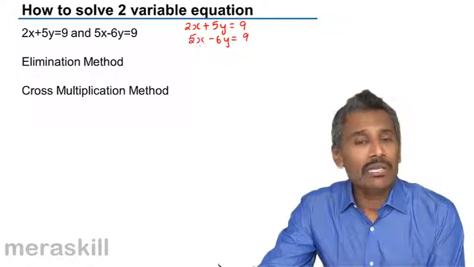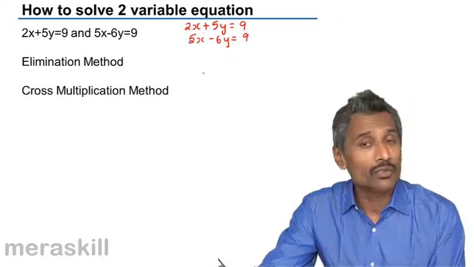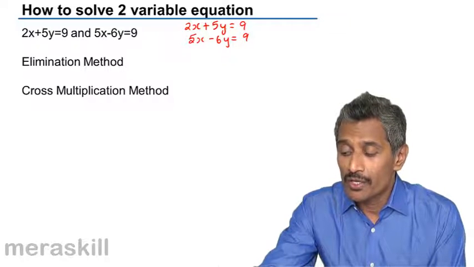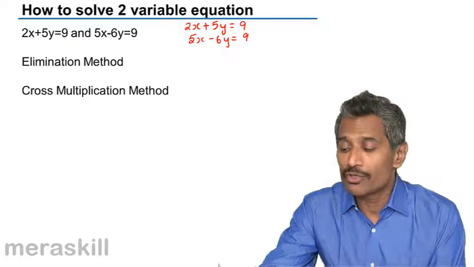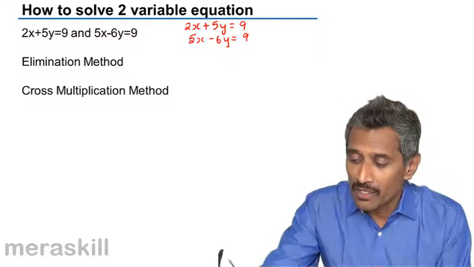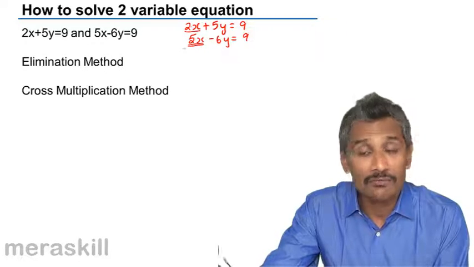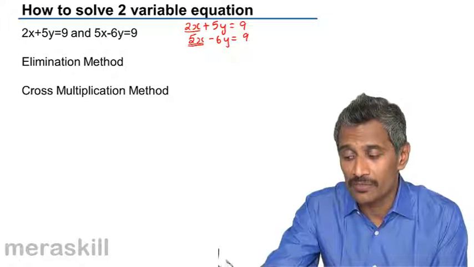Now, elimination can be done by two methods. One is by substitution, one is by equating the coefficients. Suppose in both of them, ultimately, you're going to convert it into an equation of one variable. Let's see how. Now, look at the coefficient of x here and the coefficient of x here. It's 2x and 5x. So, suppose you make these coefficients equal.